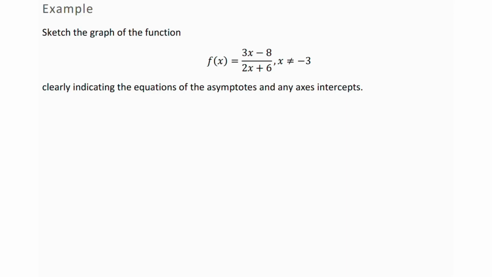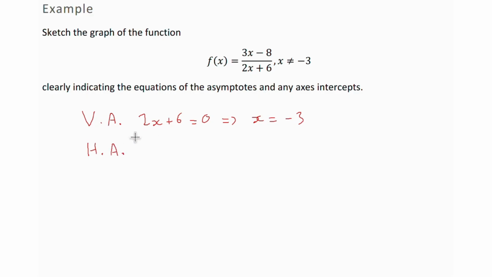Here we're asked to sketch the graph of this rational function, indicating the equations of asymptotes and any axes intercepts. In order to sketch this graph, we first of all need to find those asymptotes and axis intercepts. So we're going to start by finding the vertical asymptote. The vertical asymptote is when the denominator, in this case 2x plus 6, is equal to 0. That is, x is equal to -3 is our vertical asymptote.